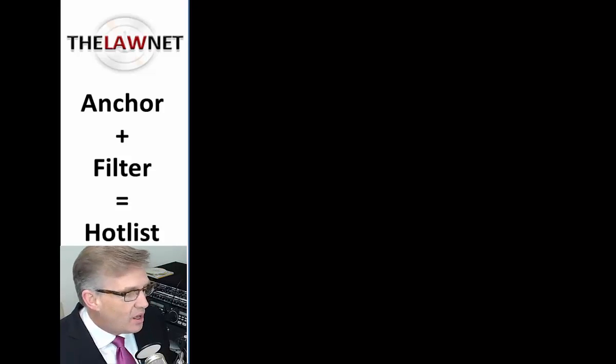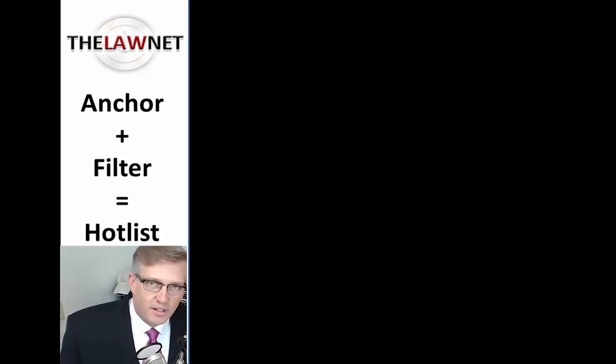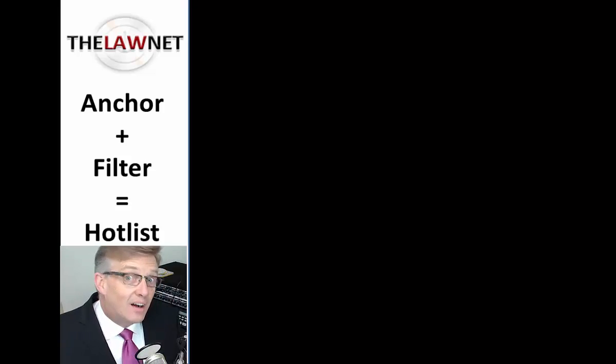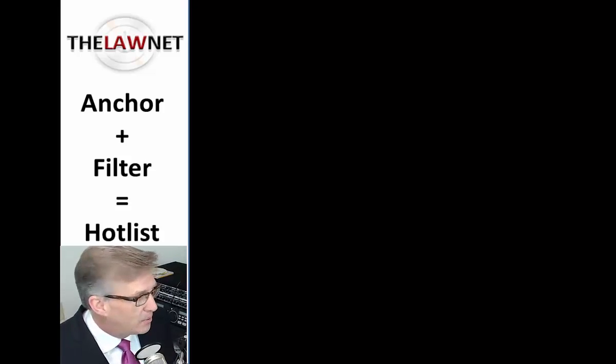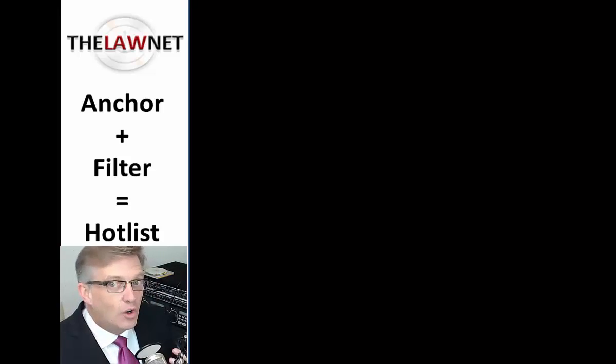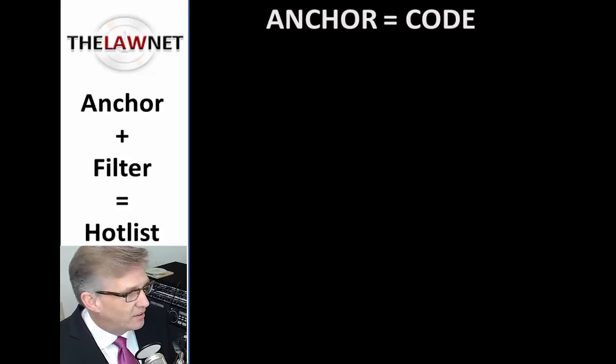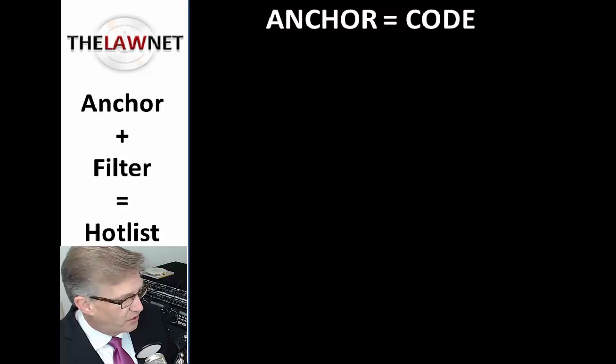What does that mean? Well, if you look at a judicial opinion, it is written in language, and if you're in the United States, it's written in the English language. But that language breaks down into two categories. Part of every judicial opinion is written in code, and the majority of it is just written in plain English. Let's talk about the different types of code that appear in judicial opinions. Anchor plus filter equals hot list.